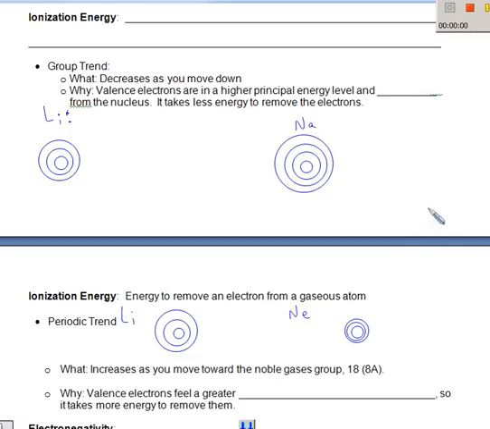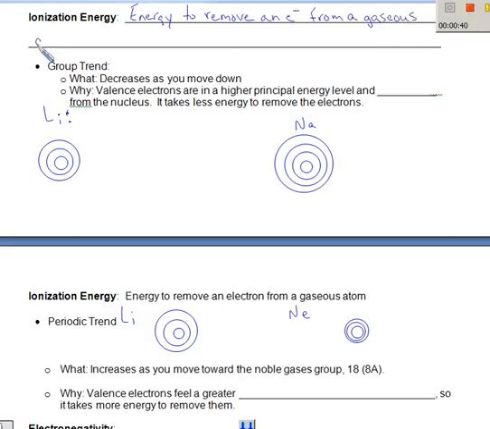This is Chapter 14 Notes, and we're moving on to ionization energy. Ionization energy is the energy required to remove an electron. So, energy to remove an electron, and I'm going to abbreviate that e minus, from a gaseous atom, meaning it's in the gas phase.